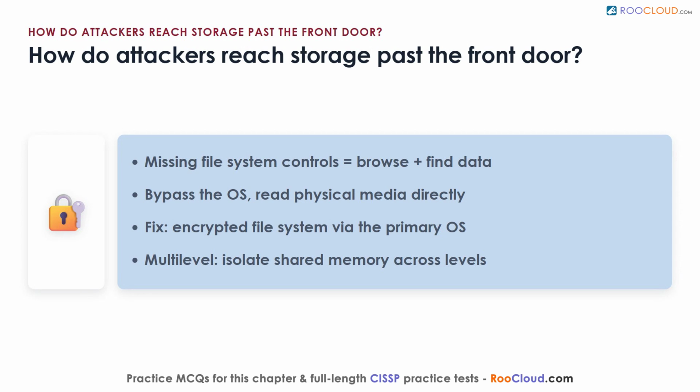The strongest answer is an encrypted file system reachable only through the primary operating system. And in a multi-level environment, shared memory and storage need controls so that data at one classification level cannot be read from a lower level. Think of it as a locked filing cabinet inside a locked room. Even someone who slips past the room's door still meets a second barrier.